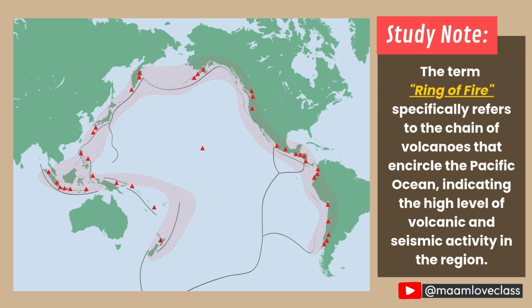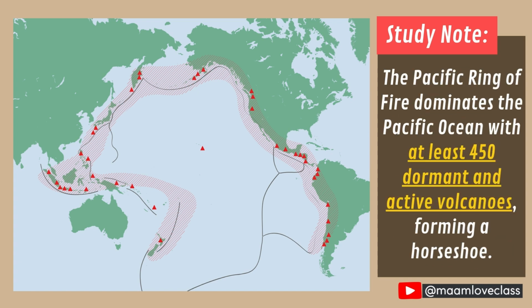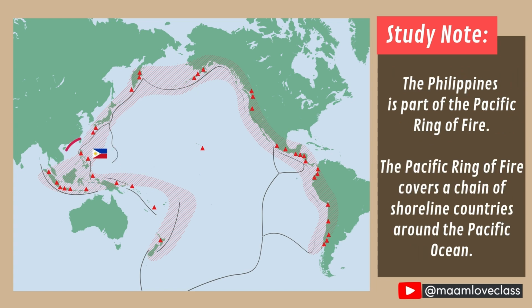The term Ring of Fire specifically refers to the chain of volcanoes that encircle the Pacific Ocean, indicating the high level of volcanic and seismic activity in the region. The Pacific Ring of Fire dominates the Pacific Ocean with at least 450 dormant and inactive volcanoes forming a horseshoe. The Philippines is part of the Pacific Ring of Fire.